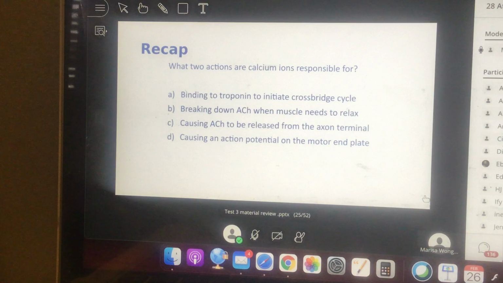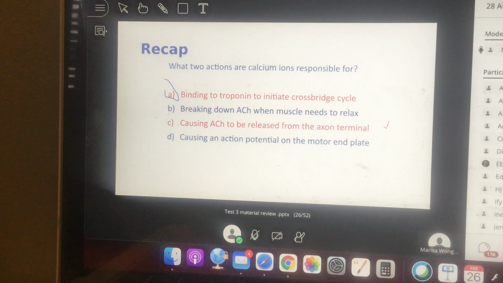Okay, this one has two answers. Which two actions are calcium ions responsible for? I'll say directly responsible for, to clear up any confusion. Because I see that lots of people circling A and C. A couple people did D. Correct answers are A and C.